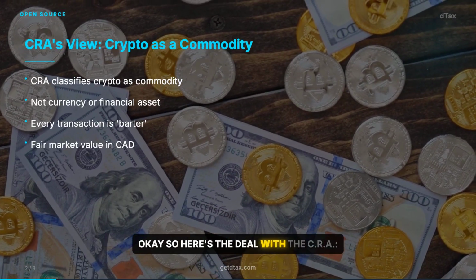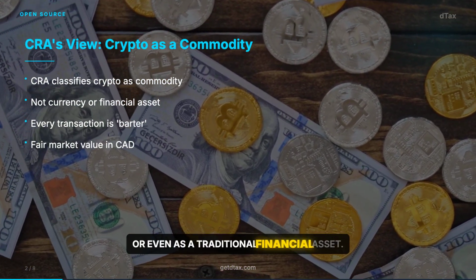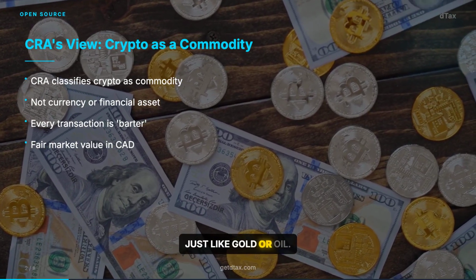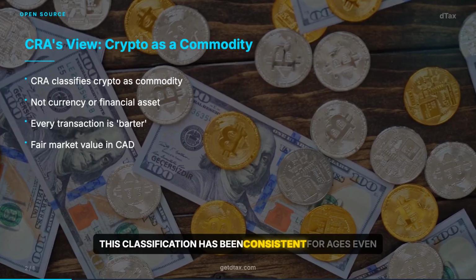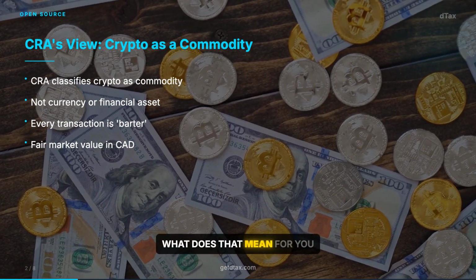Okay, so here's the deal with the CRA. They don't see crypto as money, or even as a traditional financial asset. Nope, for them, it's a commodity, just like gold or oil. This classification has been consistent for ages, even reinforced in their latest guidance. What does that mean for you?